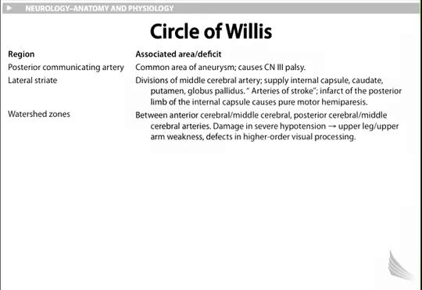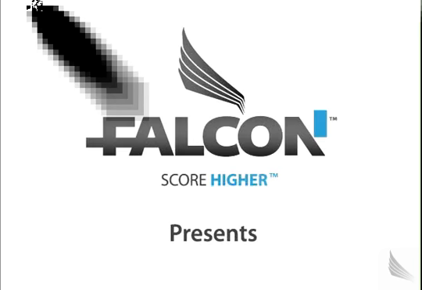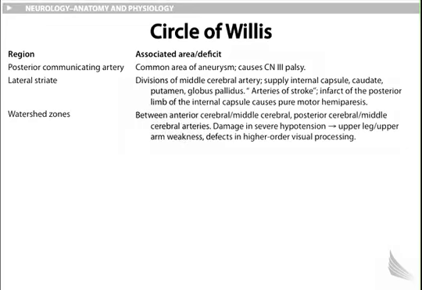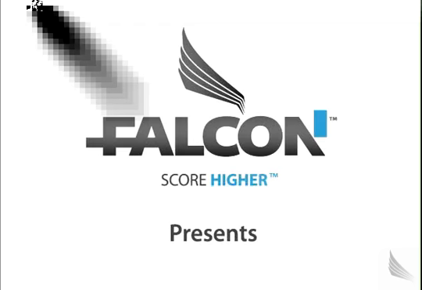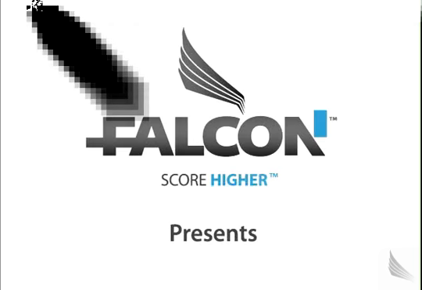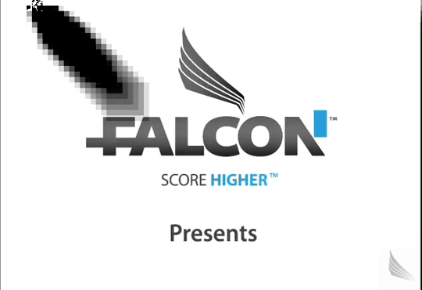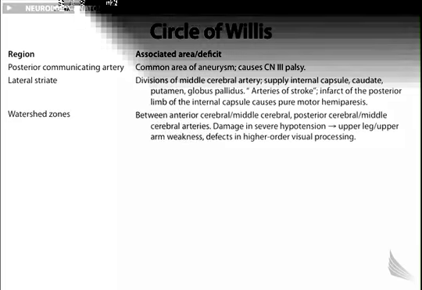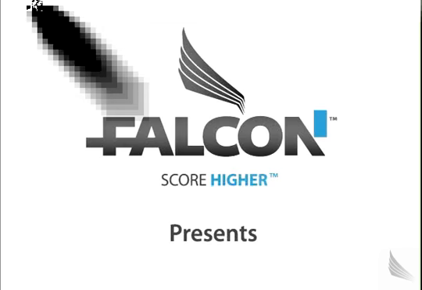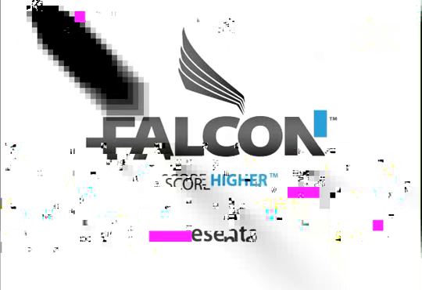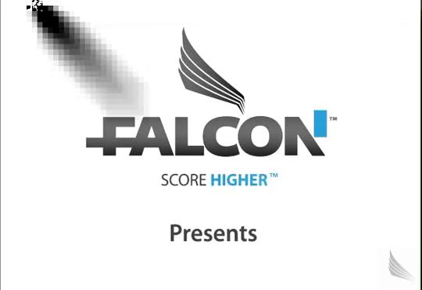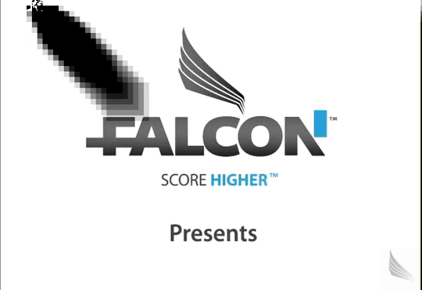Watershed zones are the zones between the anterior cerebral and middle cerebral, or between the posterior cerebral and middle cerebral arteries. Damage is seen here when there is severe hypotension, and this will lead to upper leg, upper arm weakness, and deficits in higher order visual processing. Infarcts in the distribution of the basilar artery can cause a locked-in syndrome, and typically cranial nerve 3 is intact during this syndrome.